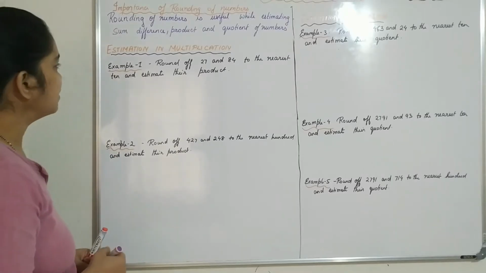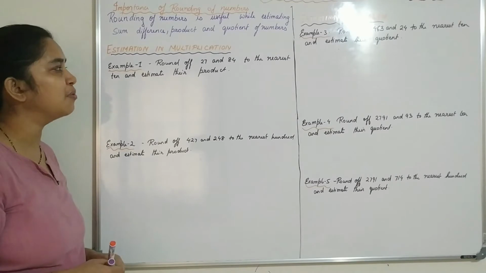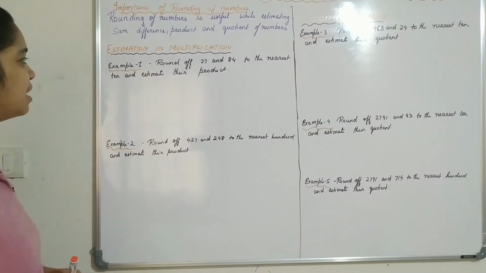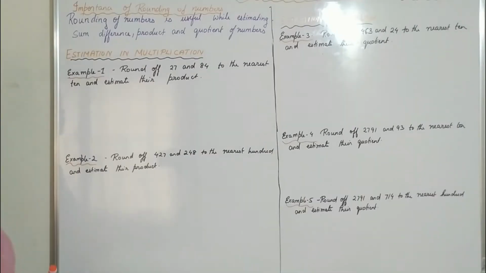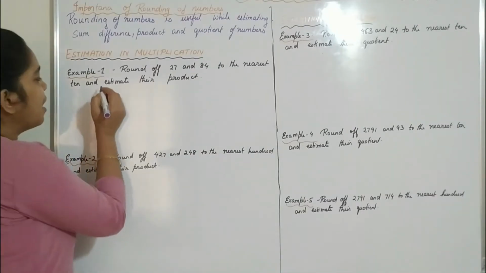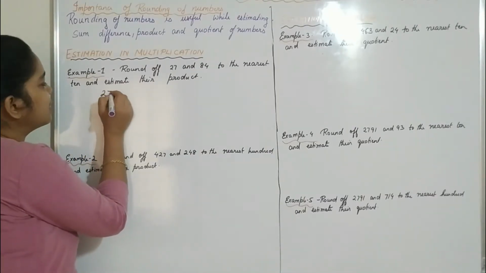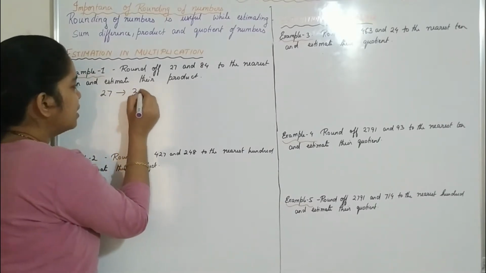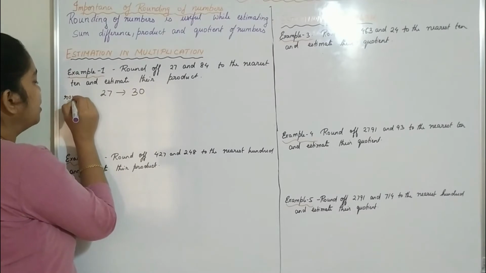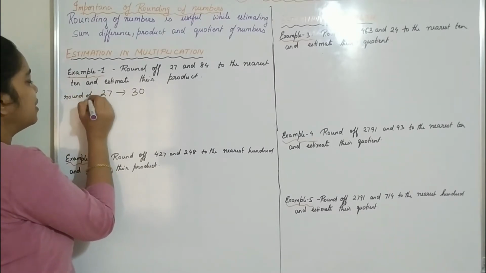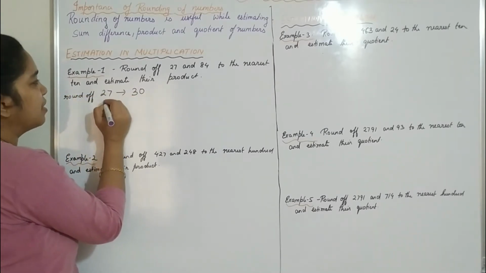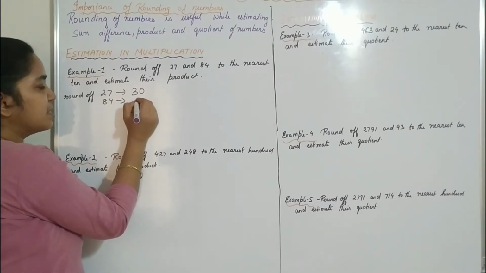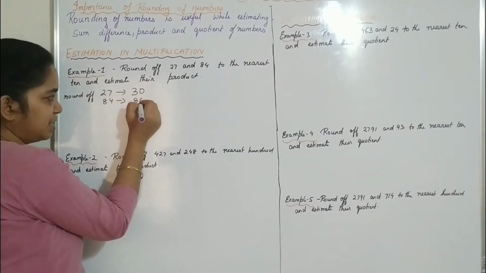First of all, the first example is: round off 27 and 84 to the nearest 10 and estimate the product. So how will I do it? You have to first round off 27 to the nearest number. 27 can be rounded off to 30. We are rounding off 27 to 30, and we will round off 84. 84 will be rounded off to the nearest 10, that is 80.